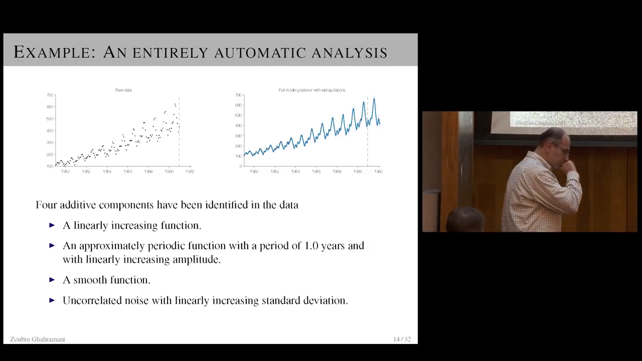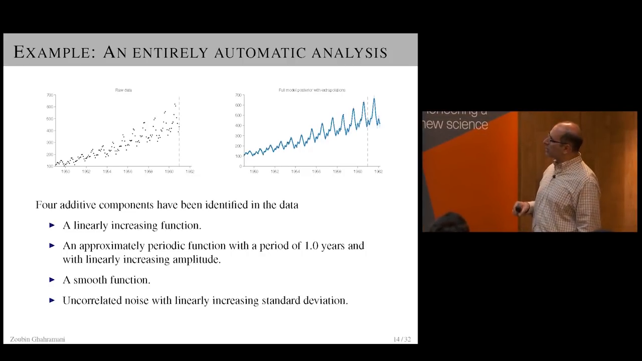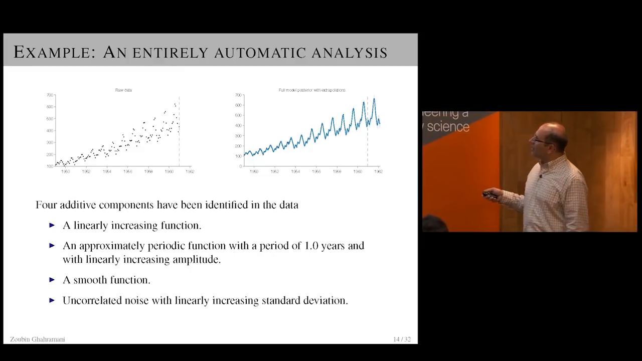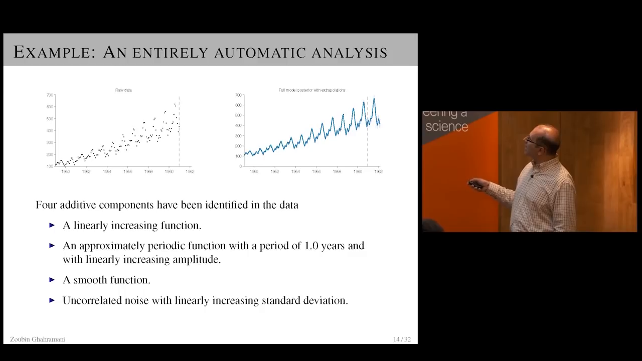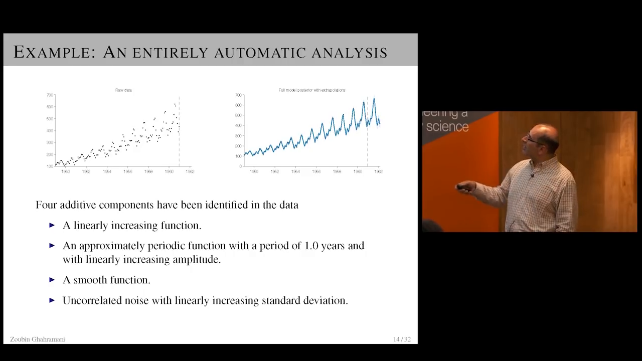So the text here is actually the model's own explanation in words for what is discovered. So this is computer-generated text. What it says is, for this data set, 4 additive components have been identified in the data. And then it orders them by the amount of signal explained by each of those components. So a linearly increasing function, well, you can sort of see that. An approximately periodic function with a period of 1.0 years and with linearly increasing amplitude. So the only thing it knows is that the unit is years here, and so it produces that. It's not exactly periodic. It's approximately periodic, which also makes sense. And you can see that it's got linearly increasing amplitude. I could actually write down for you what the kernel expression is that translates into this phrase in English, basically.